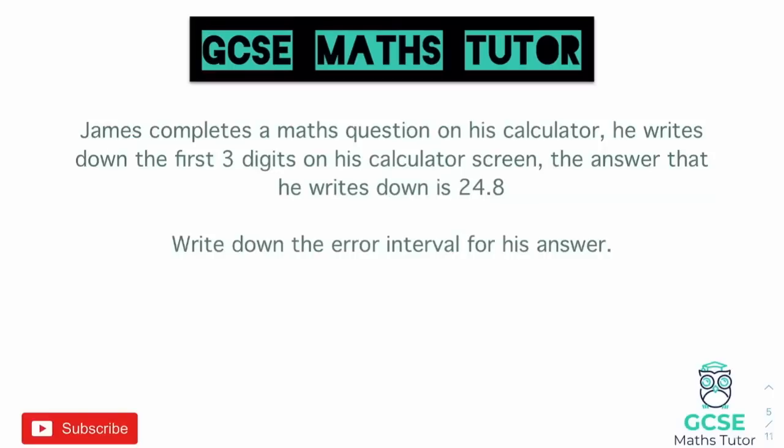Okay, so this question doesn't actually have the word truncated in there. And if we have a look at this, it says James completes a maths question on his calculator. He writes down the first 3 digits on his calculator screen, and the answer that he writes down is 24.8. Write down the error interval for his answer. So obviously it doesn't mention anything about rounding. It doesn't say he's rounded it to 24.8. So therefore we know it's not about bounds. It's not about rounding with error intervals.